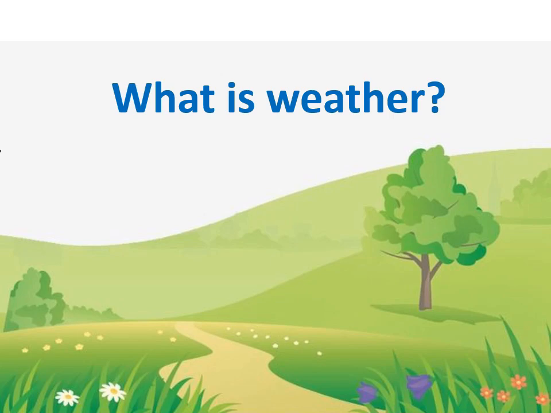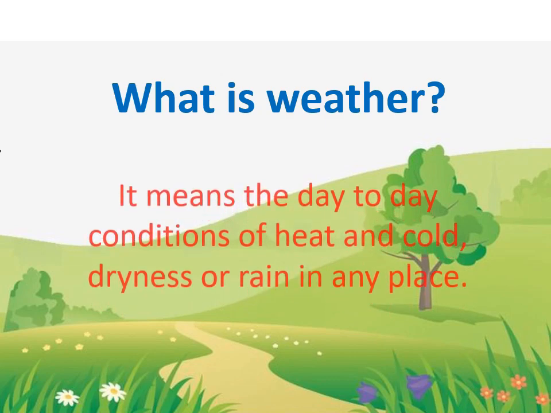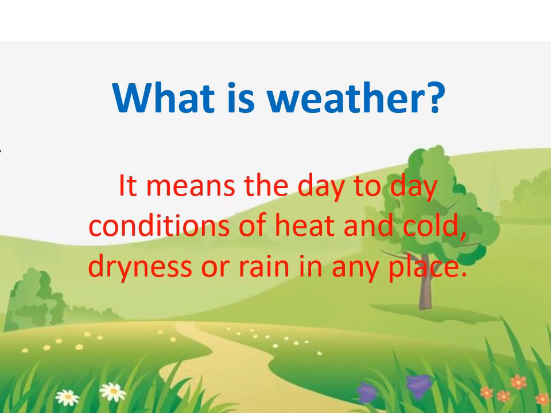Now you have learned all the important words. I need to know if you know what is weather. Let me tell you what is weather. Weather means the day-to-day conditions of heat and cold, dryness or rain in any place. What does it mean? It means the day-to-day conditions of heat, cold, dryness or rain in any place.